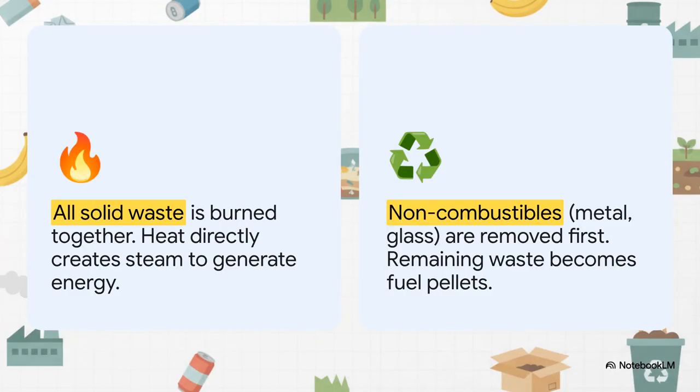Now, there are basically two ways to do this. Mass burn incinerators are pretty straightforward. You just dump everything in and burn it all together. The other type is called refuse-derived. This one's a bit more sophisticated. First, you pull out anything that won't burn, like metal and glass, for recycling. Then you take the rest and turn it into these little fuel pellets that burn more cleanly.